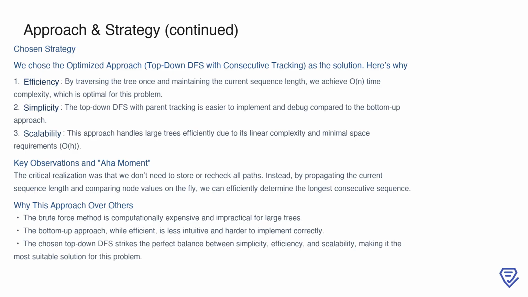Second, it's straightforward to implement compared to the bottom-up approach, which can be harder to debug. Third, it scales well for large trees, as it balances simplicity and performance with minimal space requirements. The key insight here is that we don't need to store or recheck all paths. Instead, by propagating the sequence length as we traverse and comparing node values in real time, we can efficiently determine the longest consecutive sequence. Compared to the brute force method, which is computationally expensive, and the bottom-up approach, which is less intuitive, this strategy offers the best balance of simplicity, efficiency, and scalability, making it the ideal solution for this problem.